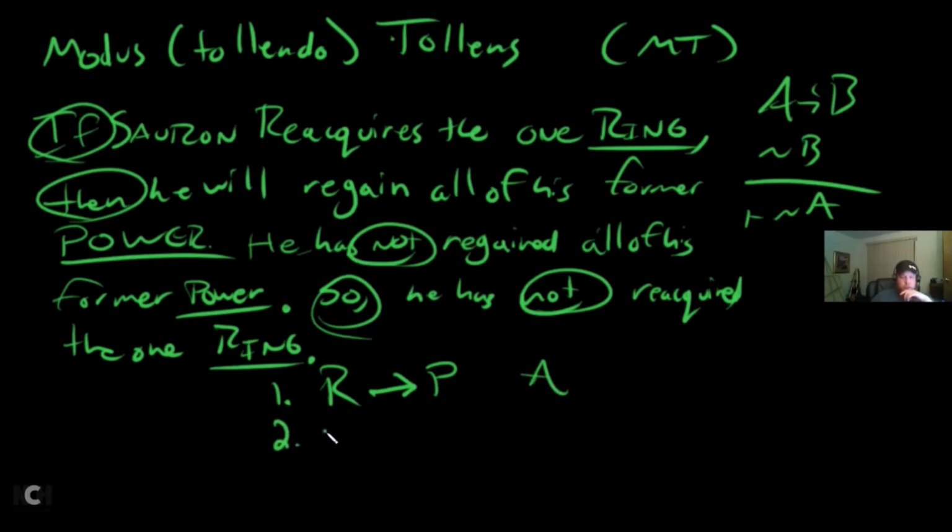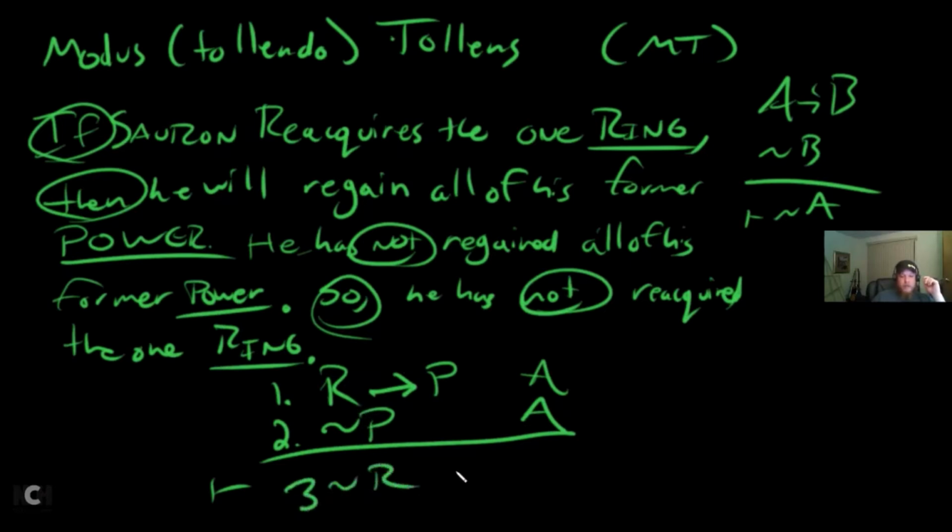Assumption number 2, he has not regained all his former power. Line 2, his power, does he have it? No. Assumption number 2. So modus tollens tells us in this situation: if he gets the ring, he'll get his power back. He doesn't have his power back. What does that mean? He has not gotten the ring. So I can say squiggle R, modus tollens 1 and 2.